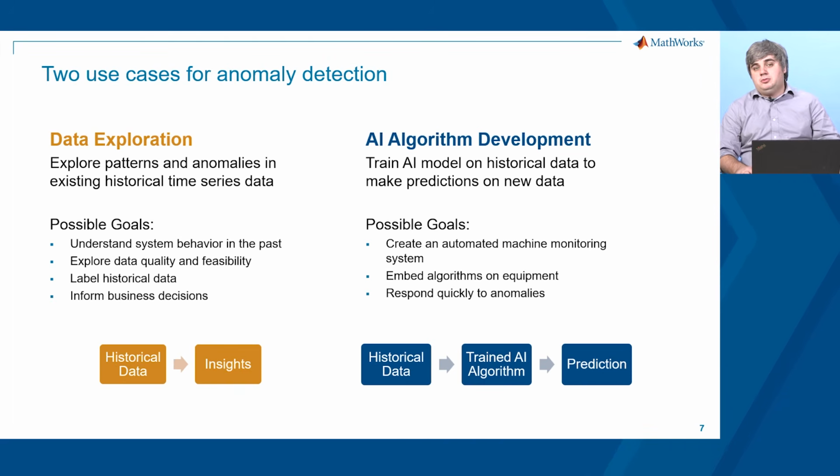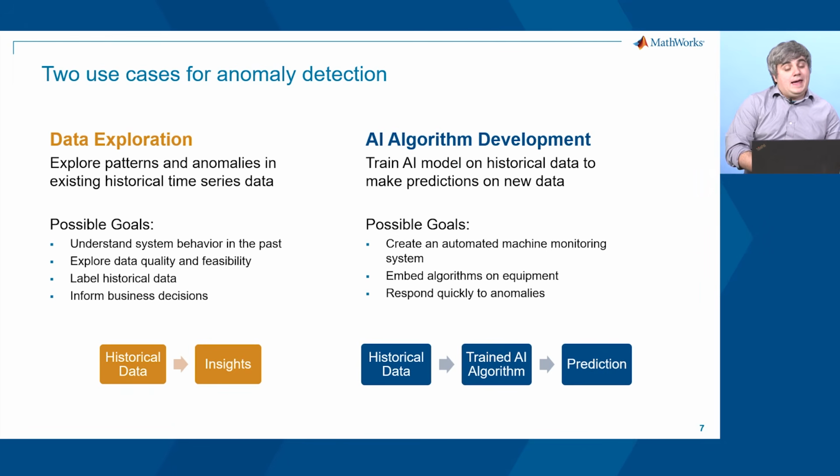But these fall into two pretty broad cases for anomaly detection. The first is just data exploration. I've got a mountain of data that I've collected over time, and I know there's probably anomalies in there somewhere, but I don't have either the time or expertise to go through and sift it all by hand. And so I want to be able to explore those patterns quickly and efficiently so that I can pick those needles from the haystack and find those anomalies with some confidence.